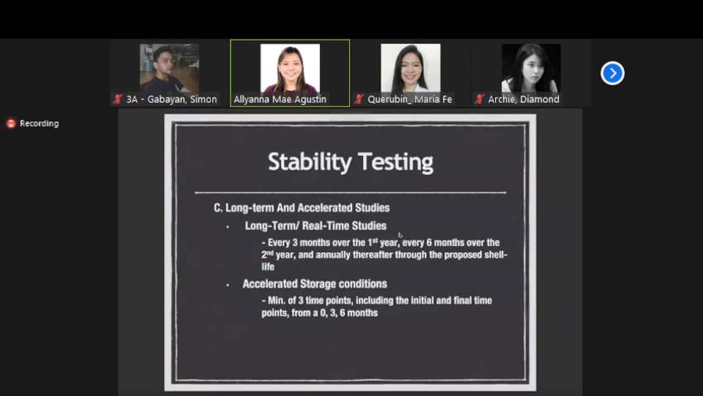Okay, so we have two types of stability testing. We have long-term or real-time, and we have accelerated. So sa long-term or real-time class, at least 1 to 2 years, no? 1 to 2 years. Sa accelerated, pwede siyang ma-shorten into 6 months. Pero pwede mong i-increase ang temperature para ma-compensate yung shorter amount of time na ginawa for the stability testing.